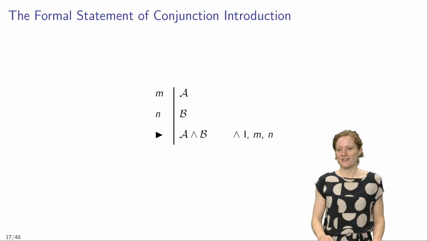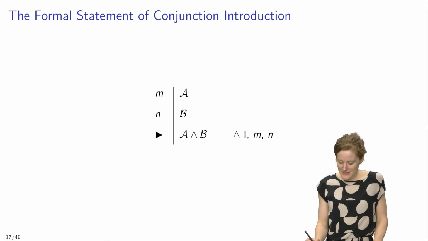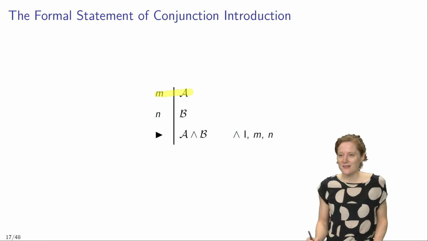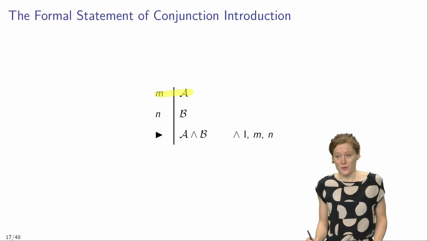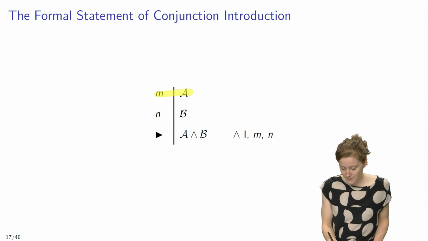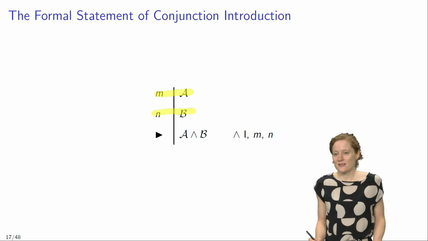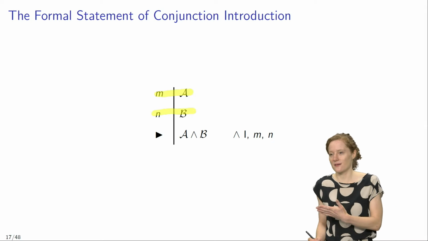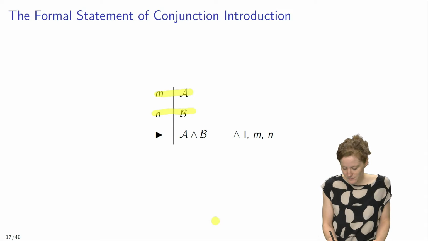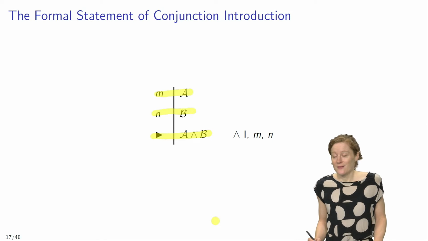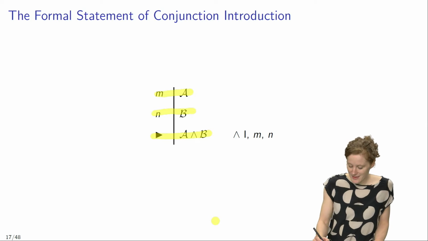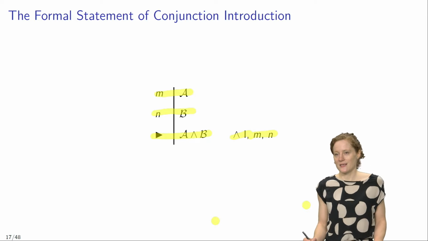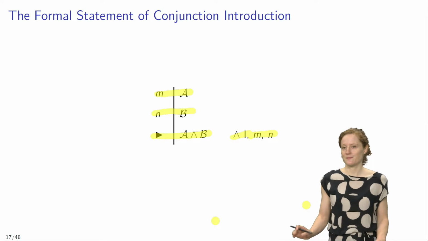Formally, conjunction introduction looks like this. If at some line in your proof, you have a sentence of the form A, and if in a different line of your proof, you have a sentence of the form B, then you are licensed to infer a conjunction where the first conjunct is a sentence of the form A and the second conjunct is a sentence of the form B. And you can justify this inference by citing the inference rule conjunction introduction applied to lines M and N, in this case, the two lines to which you have applied it.